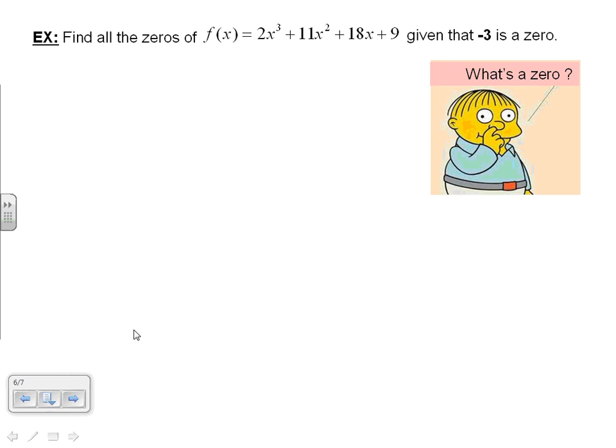Okay, so here's the one I inadvertently jumped to a little too quickly here. We're going to find all the zeros of this function here. And I'm going to tell us that negative 3 is a 0.